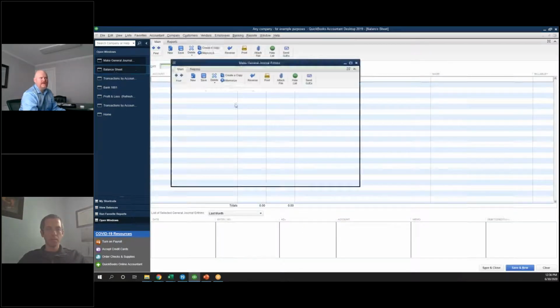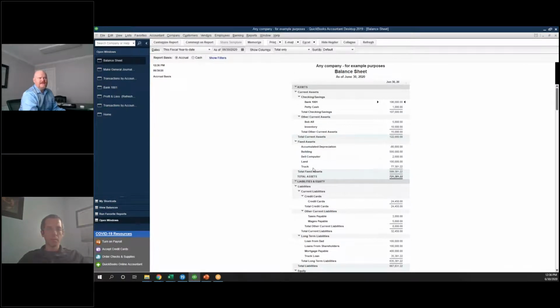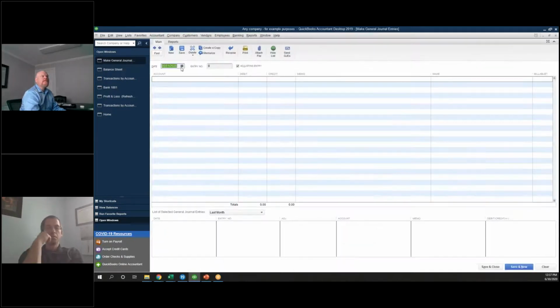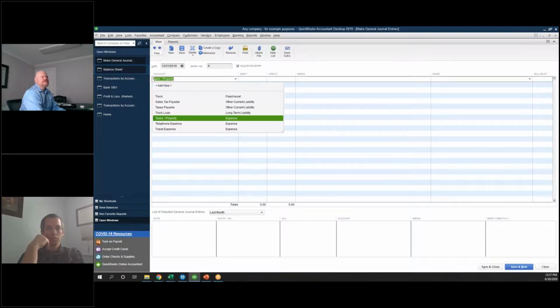We would say, okay, let's look at our balance sheet. We might have had an existing truck or existing thing, existing computer. Or let's say that I had an existing truck. Let's go put that in really fast. I thought I already had. I'm sorry, guys. 12/31/19. Truck.